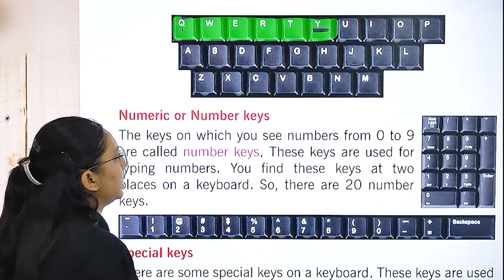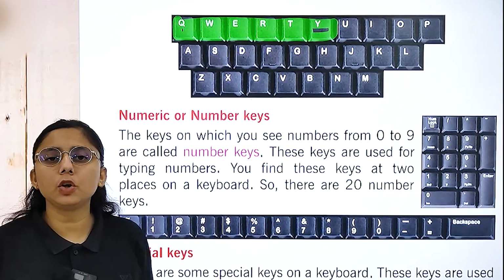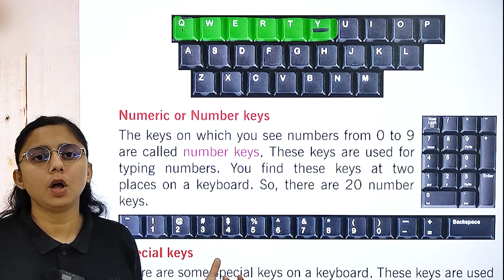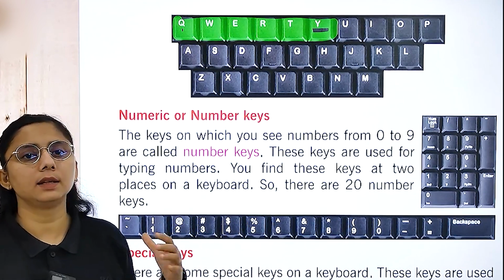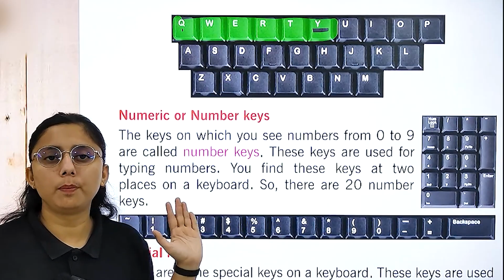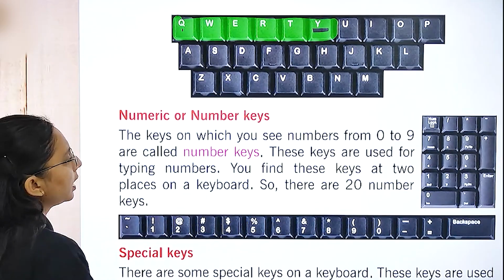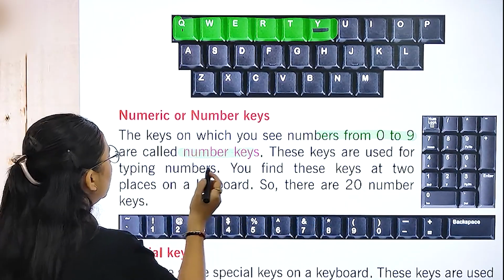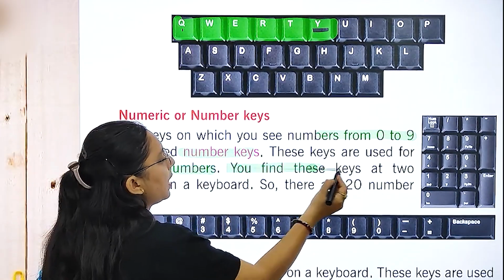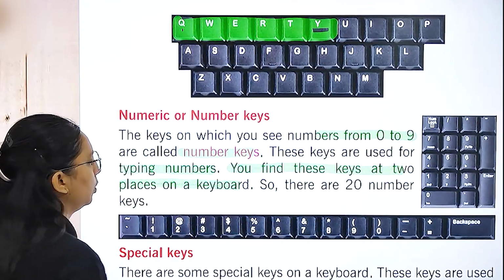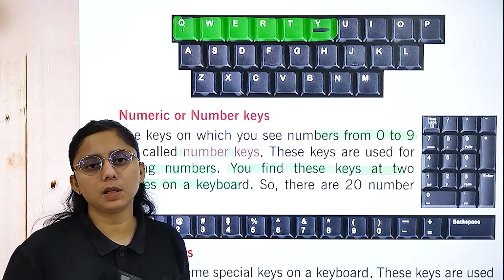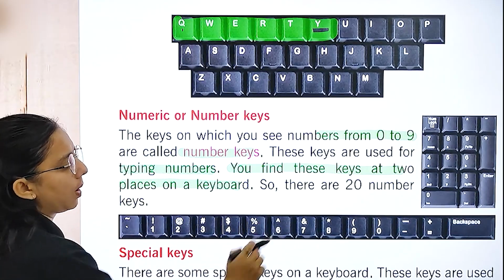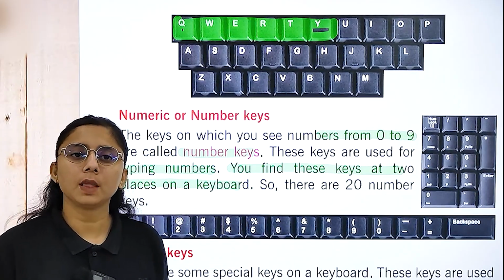These are your alphabet keys. Then we have numeric keys or number keys. We have two sets of number keys on the keyboard: first on the right side and second at the top of your keyboard. The keys on which you see numbers 0 to 9 are called number keys. These keys are used for typing numbers. You find these keys at two places on the keyboard. 20 number keys, like this. Up on the top of the keyboard, keys 1 to 10.